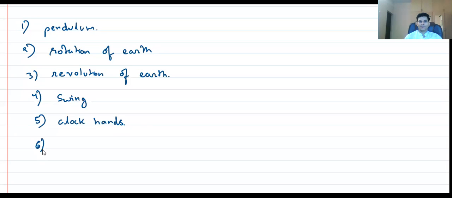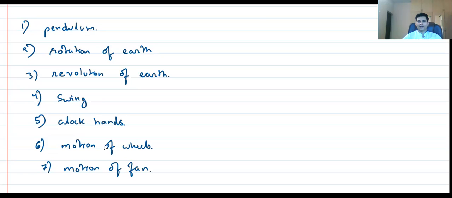Then motion of wheels. Got it? Okay. Motion of fan blade. I hope all of you got the idea. Yes, rocking chair. Now my next question is: is it necessary that periodic motion should be... Yes Shravya, but that's not a motion. The motion of a door is not a periodic motion, Yukti.